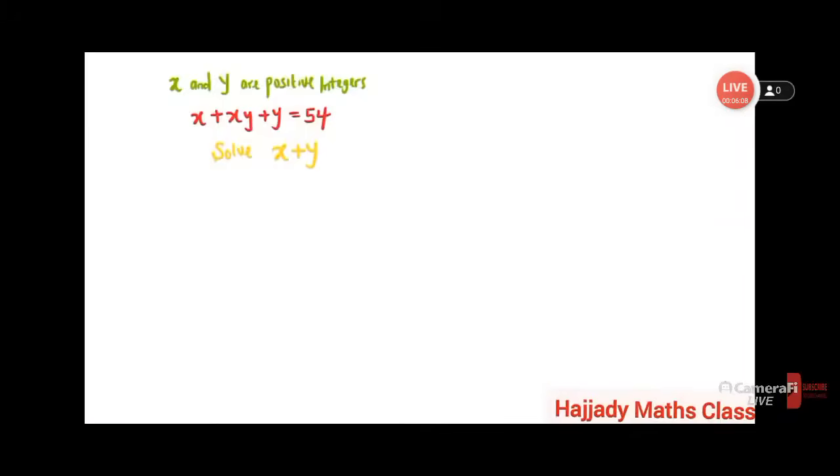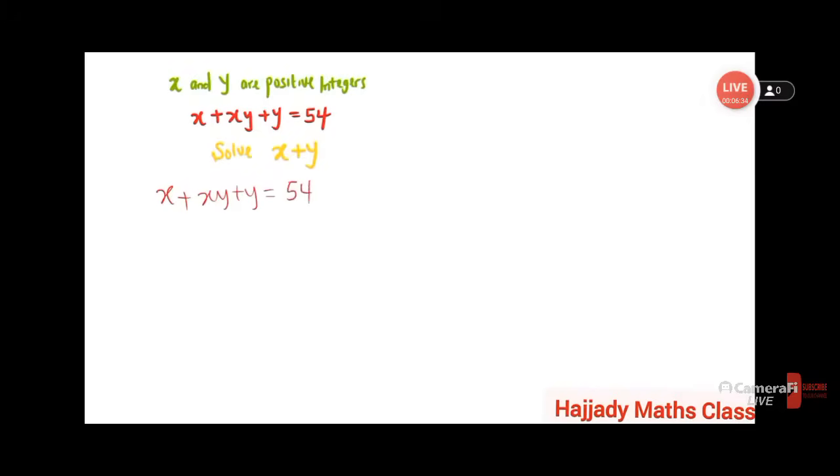Welcome to another math class. Today we shall be solving this Math Olympiad question, and here we have that x plus xy plus y equals 54. So from here we should know that this can be written as x plus xy plus y equals 54, which is the given equation.